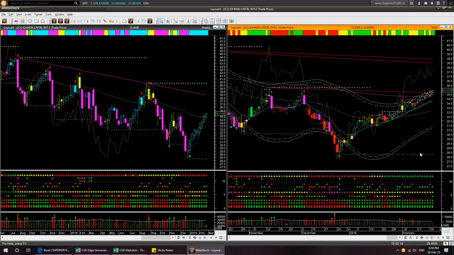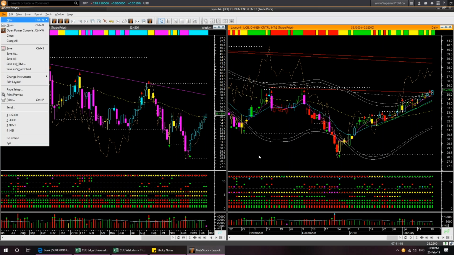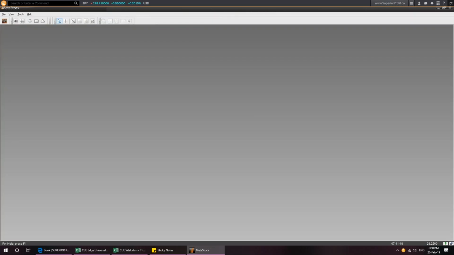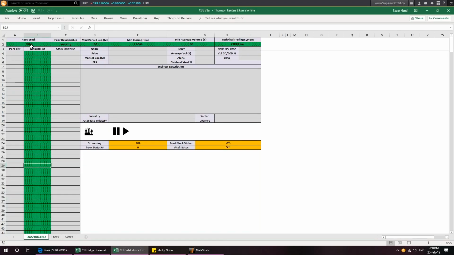If we look at USB and we look at JCI, USB looks more appealing to me. Then technically we have a trade setup. So let me close all the charts. Technically we have a trade setup in USB. To make our trading stand out from others, let us look at the stock's fundamentals.